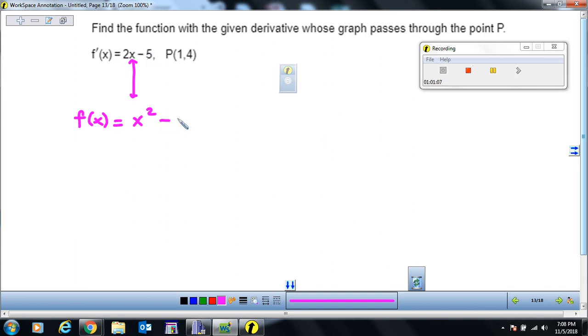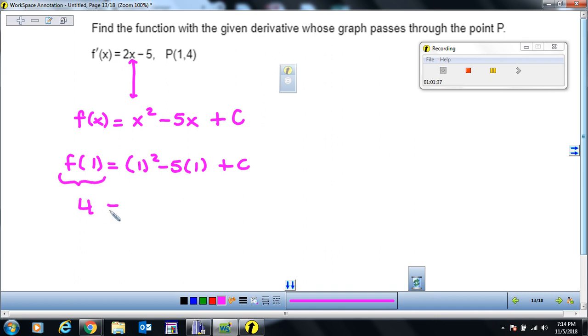It was probably minus 5x, right? Plus c, because there may be many variations. Every time you're finding what was the original function of a derivative, you're going to put plus c all the time. So then, now I want to find the function with the given derivative whose graph passes through that point. So all you're going to do is substitute what's given from that point into the corresponding variable.